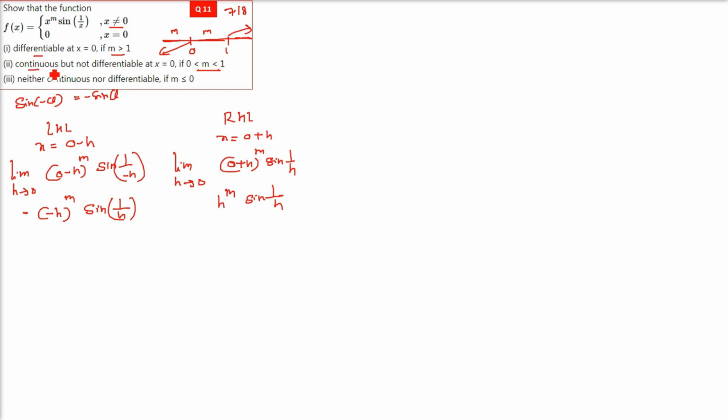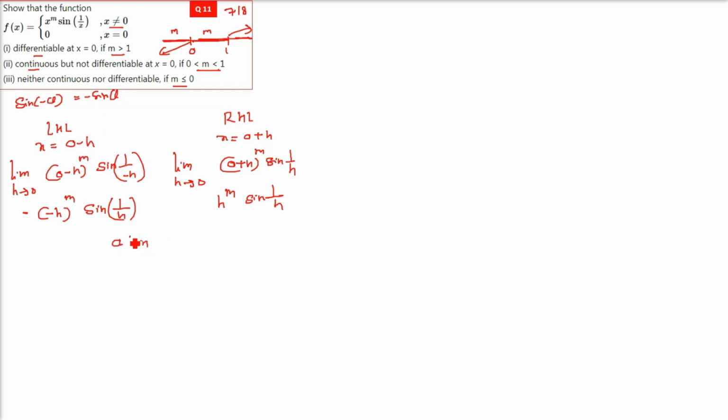So we have to check for the continuity, and we have to check for the differentiability. Now what we'll do here is, we can make it easier or we can directly do it. For m between 0 and 1, because continuity is asked in the second part and third part, we'll do the continuity with m between 0 and 1 and m less than or equal to 0. So continuity we are going to check at 2 points.